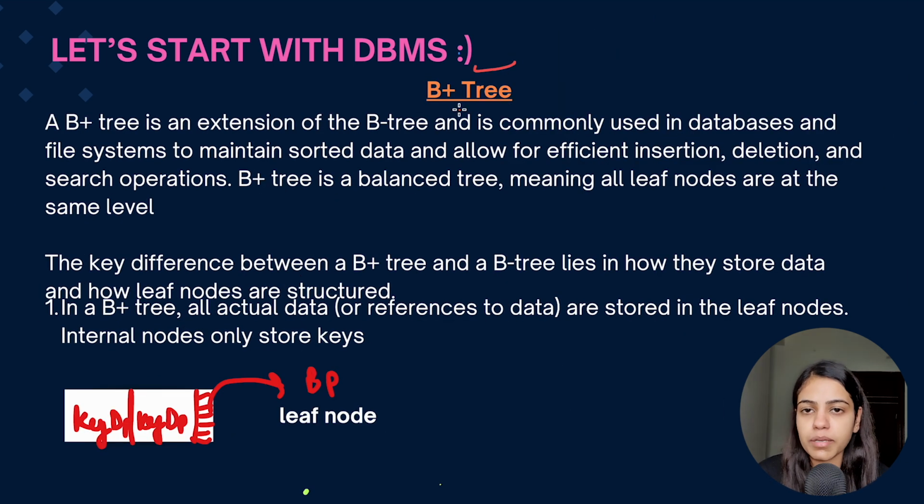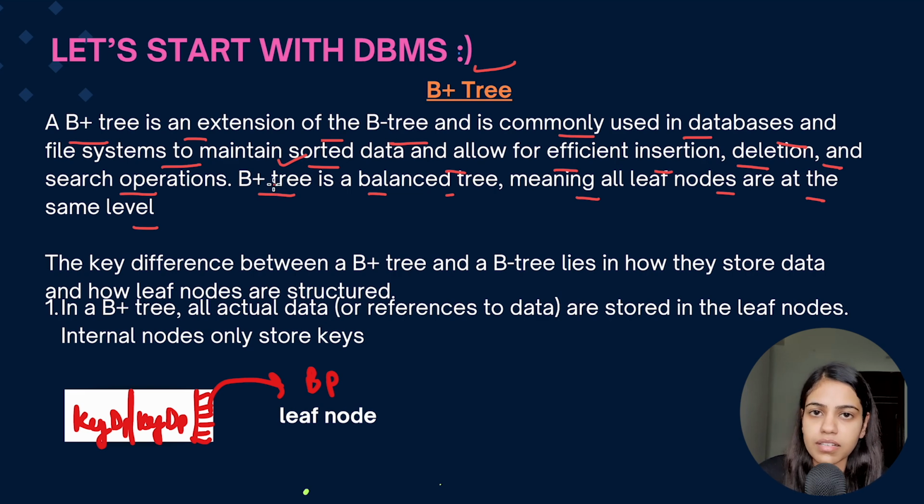Now let's learn about B plus tree. A B plus tree is an extension of B tree and is commonly used in databases and file systems to maintain sorted data and allow for efficient insertion, deletion and search operations. B plus tree is also a balanced tree, meaning all the leaf nodes are at the same level. Basically it is an extension to the B tree.